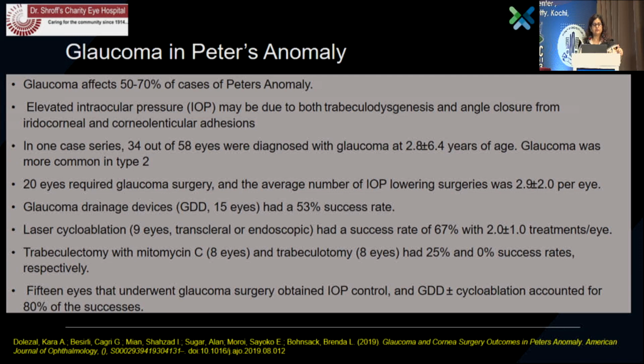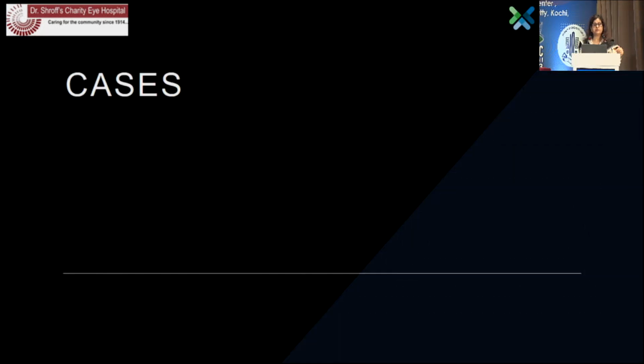And of these 34 eyes, 20 eyes required glaucoma surgery, and the child may require multiple glaucoma surgeries. And here they suggested that the glaucoma drainage devices had the best success rate, 53%, and cyclophotocoagulation had 67% chances of success. Trab with mitomycin C was not very successful, and 15 eyes underwent glaucoma surgery with GDD and cycloablation. So these children have to undergo multiple surgeries.